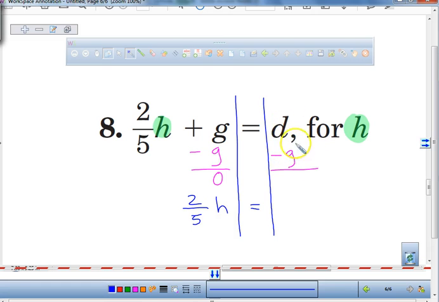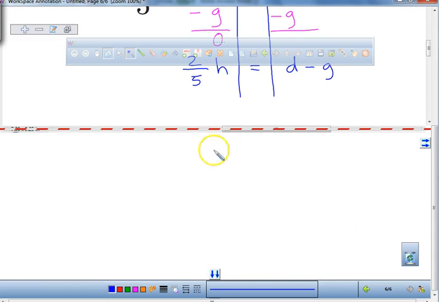How would you combine it? Go ahead. Yeah, so d minus g. I can't combine them as far as being like terms, but I can put a d in front and minus g in the back. So here's what we have, everybody. We have 2/5 times h equals a d minus a g. Now what's the new word of the day, everybody? Multiplicative inverse. That's right. So what is the multiplicative inverse of a 2 over 5?